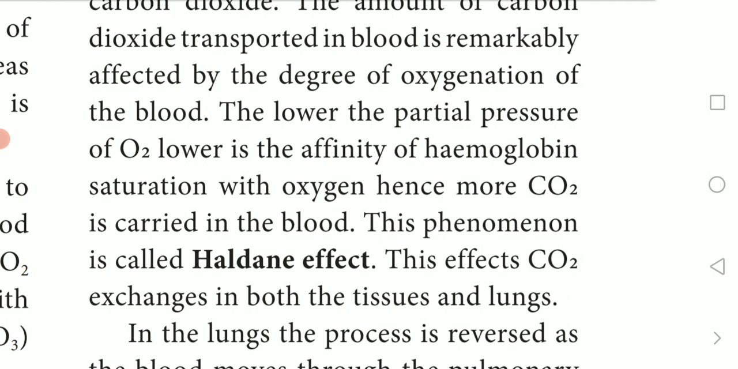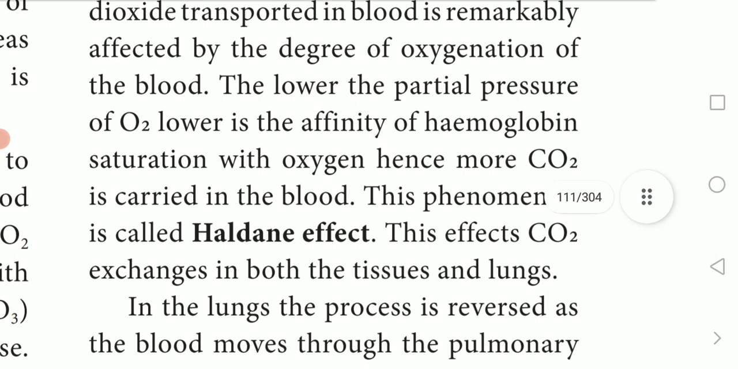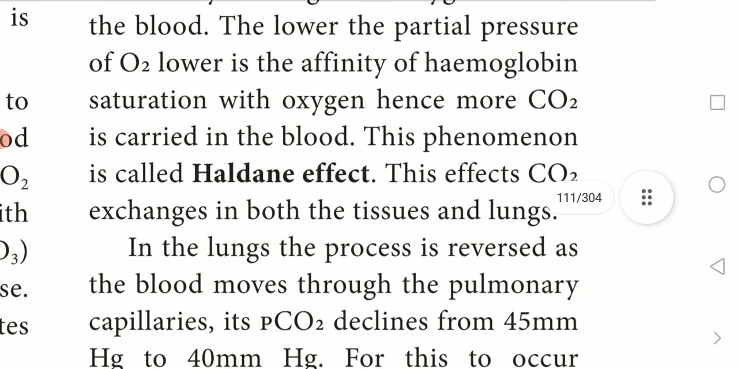Here, more carbon dioxide is carried in the blood. When the oxyhemoglobin reaches the tissue, during that time the dissociation of oxyhemoglobin takes place. The cells in the tissue take more oxygen. That is what we call the Bohr effect. Whereas the Haldane effect takes place oppositely: the blood carries carbon dioxide. This phenomenon is known as the Haldane effect.